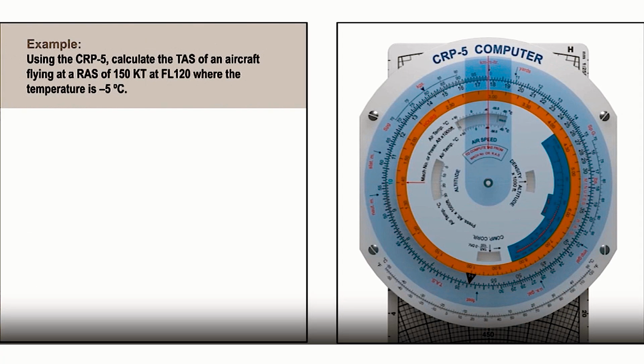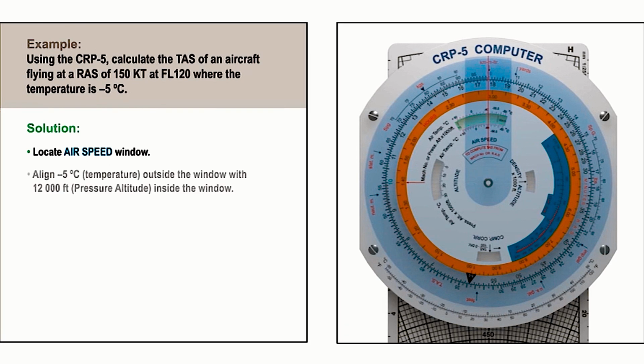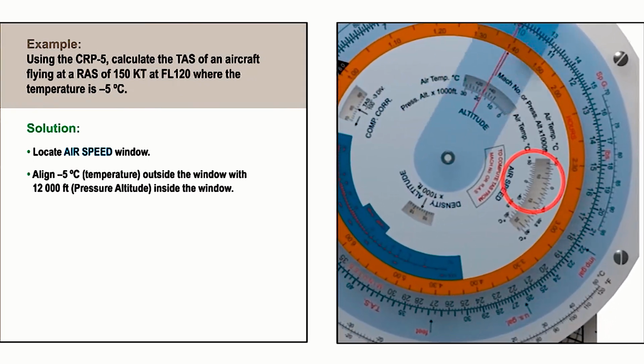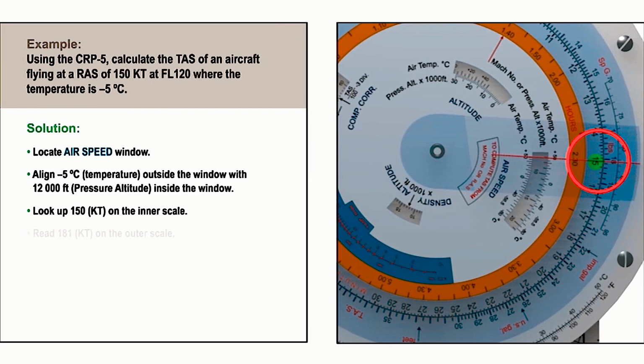In this example, we wish to calculate the true airspeed of an aircraft flying at a rectified airspeed of 150 knots at flight level 120, where the temperature is -5 degrees centigrade. Firstly, we go to the airspeed window. Then we align the temperature of -5 degrees centigrade outside the window with 12,000 feet pressure altitude inside the window. We look up 150 knots on the inner scale and read off the corresponding true airspeed of 181 knots on the outer scale.